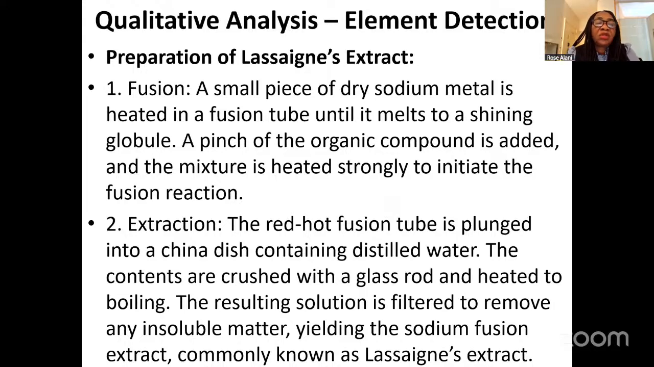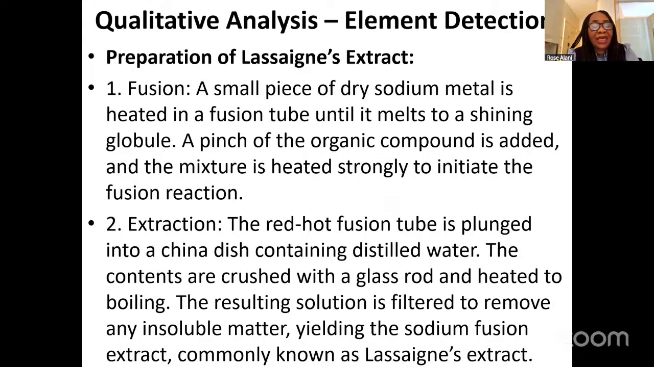So to carry this out, first of all, we need to prepare the Lassaigne's extract. And this is done by taking a little piece of dry sodium metal and heating it in a fusion tube until it melts to a shining substance. And then a pinch of organic compound is added. That's the organic compound that you're trying to test. A pinch of it is added. And then the mixture is heated strongly to initiate the fusion reaction.